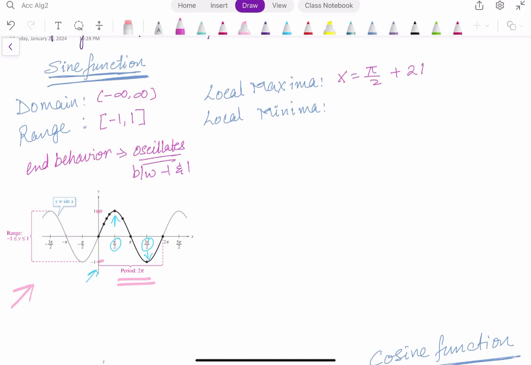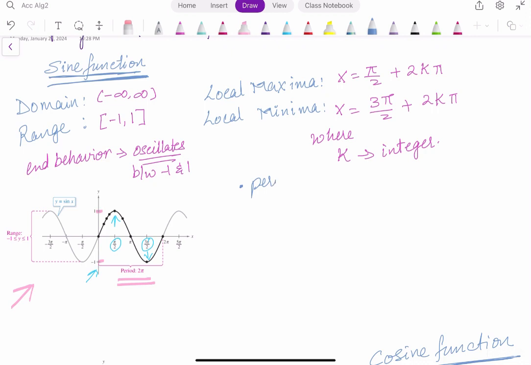So the local maxima, that means where the peak is, as you can see from the graph, the peak on the graph is at pi over 2, and every time the cycle finishes and it comes back again, that is why plus 2k pi, and the minimum is at 3 pi over 2. So minimum implies where there is a valley, where there is a dip, and k is nothing but the integer. So maxima is where there is a peak, minima where there is a valley.